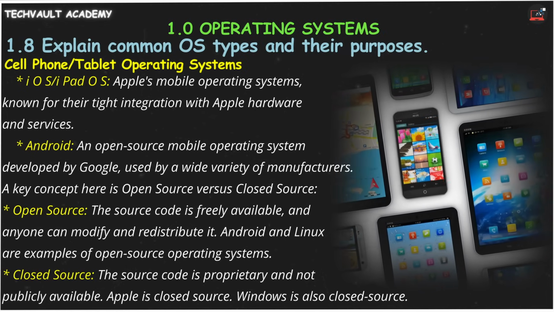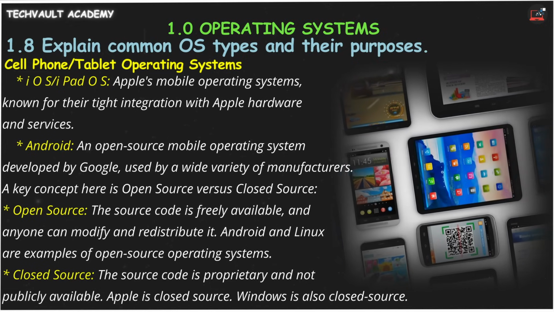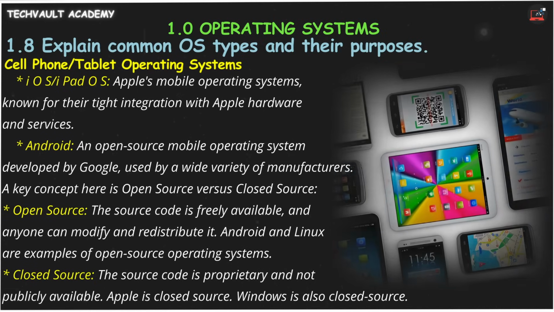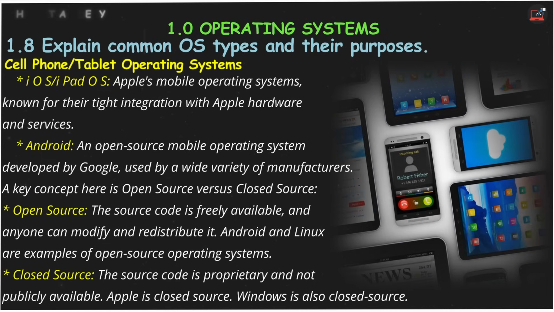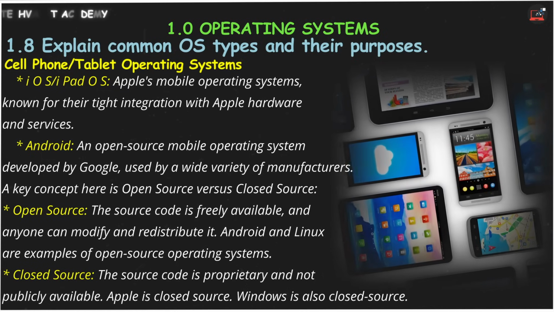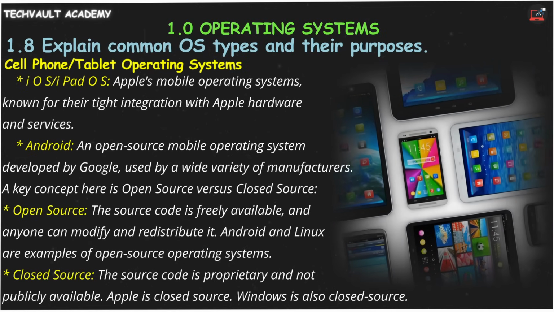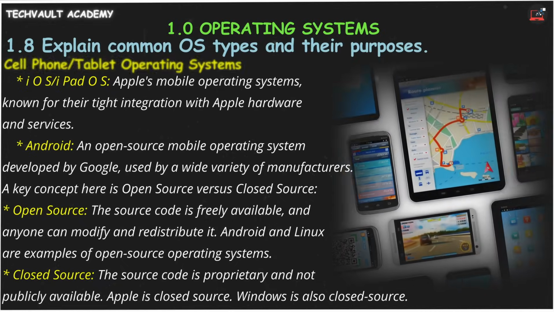A key concept here is open source versus closed source. Open source. The source code is freely available and anyone can modify and redistribute it. Android and Linux are examples of open source operating systems. Closed source. The source code is proprietary and not publicly available. Apple is closed source. Windows is also closed source.